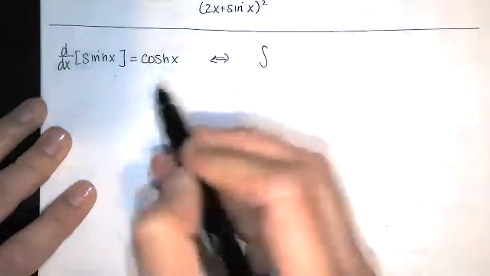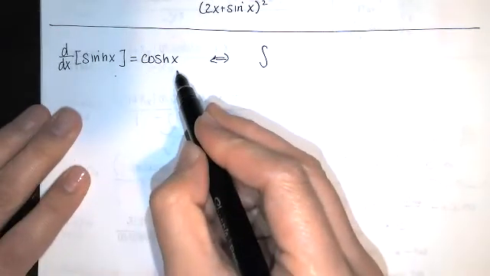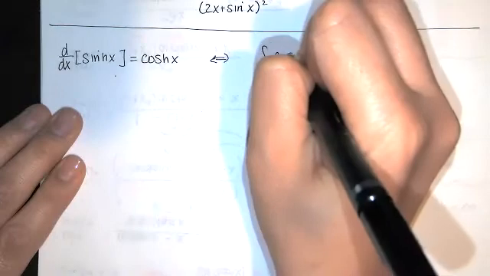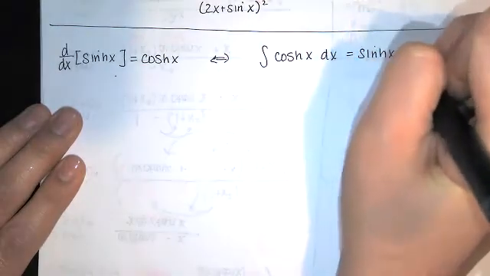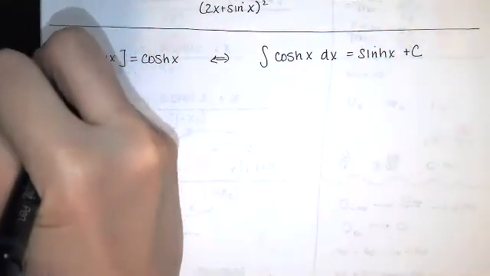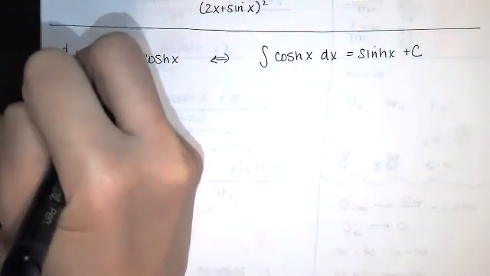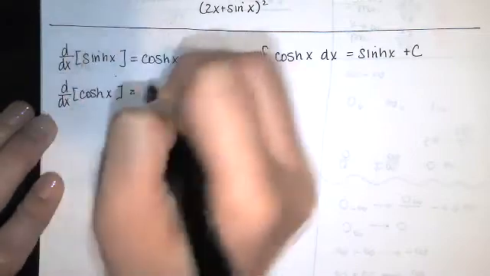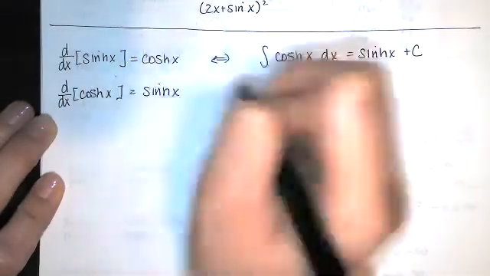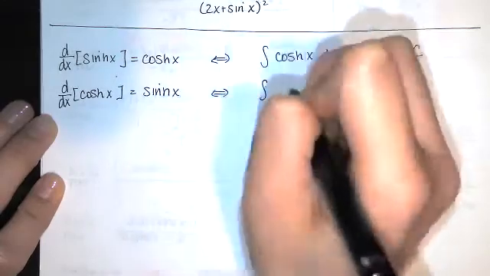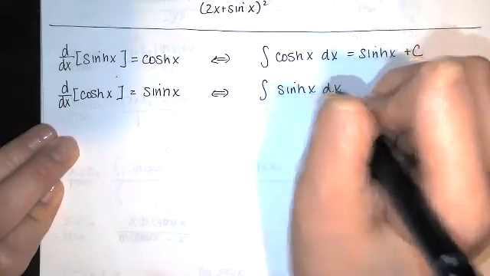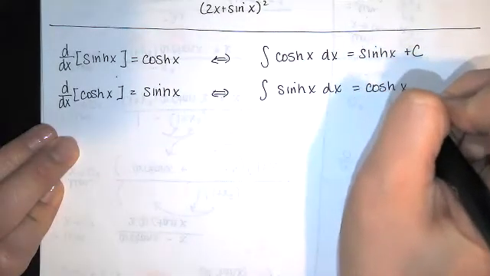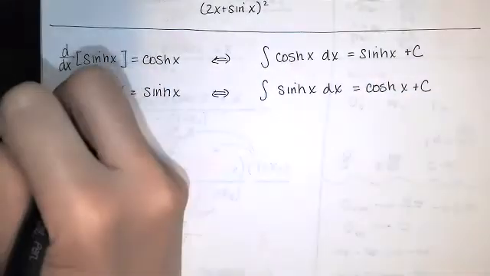We're going to do each of these backwards to get an antiderivative rule. The antiderivative of hyperbolic cosine of x is hyperbolic sine of x plus c, since the derivative of cosh x is sinh x. I still have trouble saying that. The antiderivative of sinh x is cosh x plus c, okay?